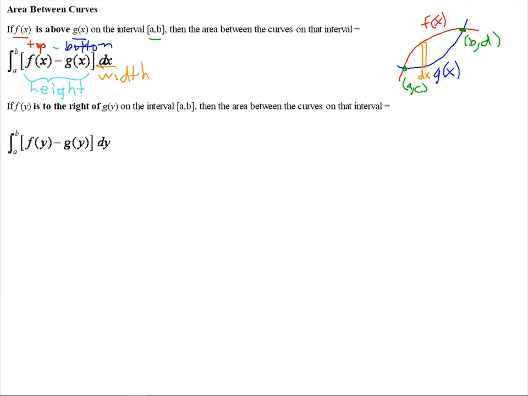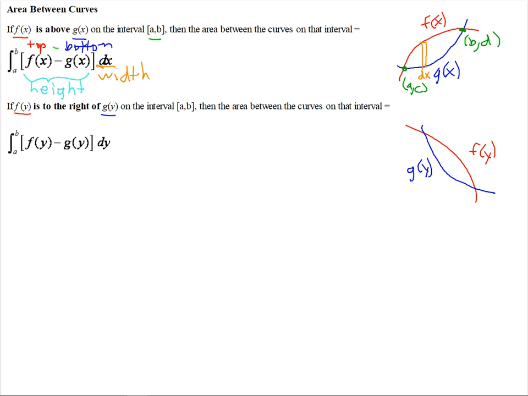So that's the more common way to do it, but sometimes it might be easier or necessary to instead use a horizontal rectangle and to find the area, make your integral all in terms of y. This time, f of y is to the right of g of y. So it looks something like this. If this is f of y in our region and g of y, there's our region enclosed.